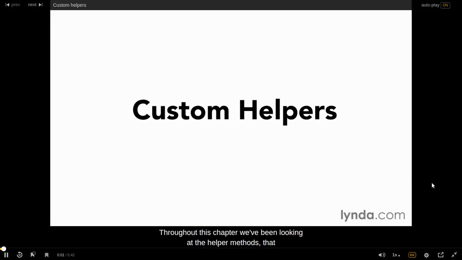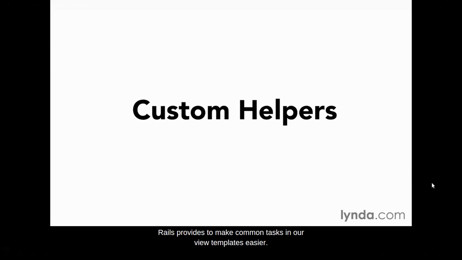Throughout this chapter, we've been looking at the helper methods that Rails provides to make common tasks in our view templates easier. We aren't limited to only the helpers that Rails provides. We can add our own custom helpers too, and that's what we're going to learn to do in this movie.